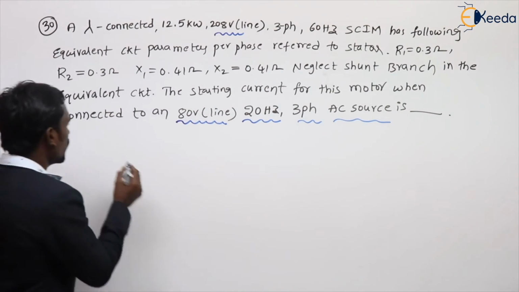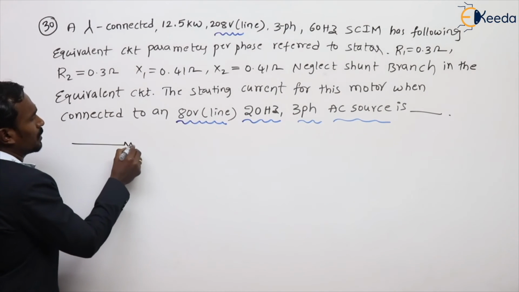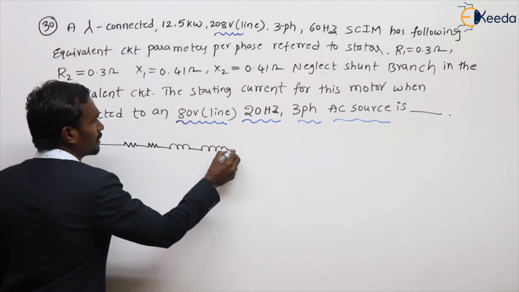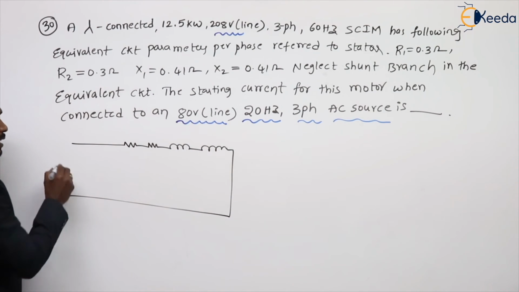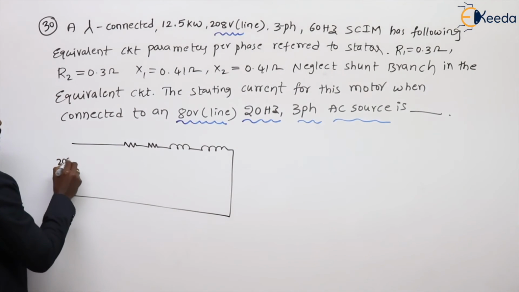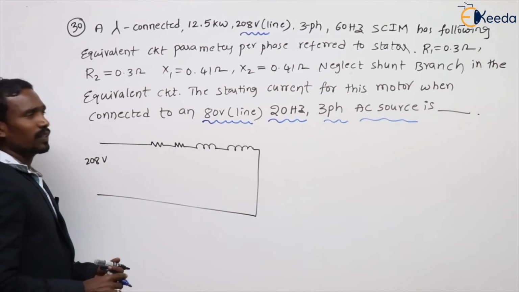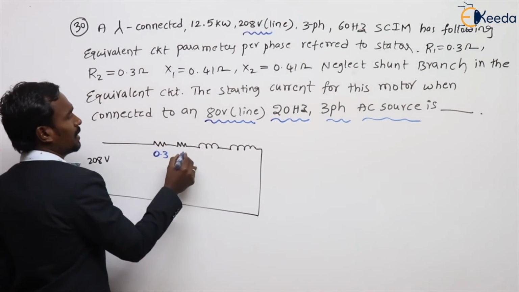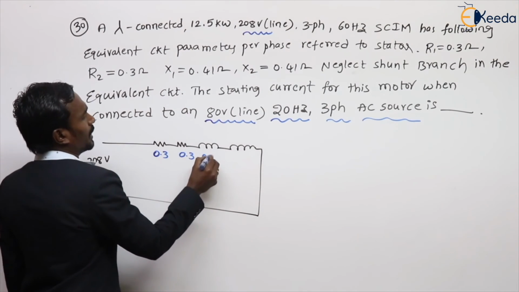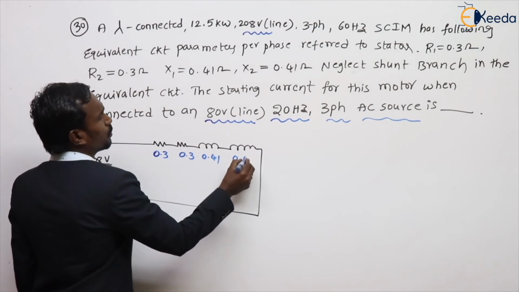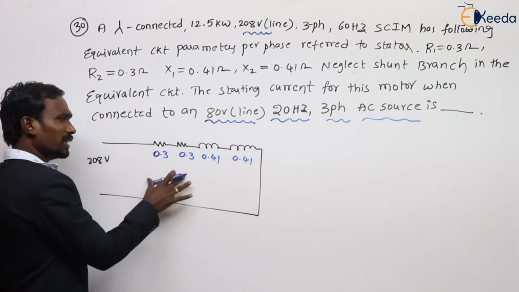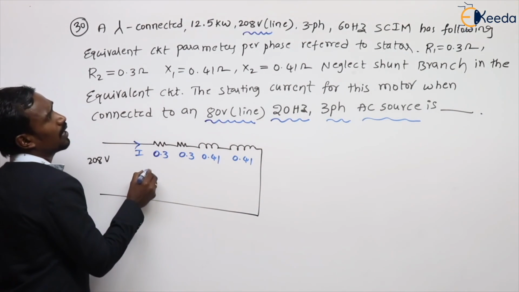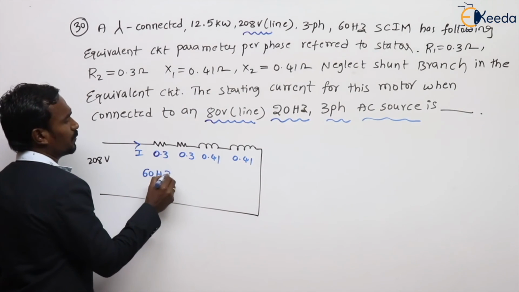So actually they gave the parameters like this. This is the circuit. Here 208 volts is connected. Here R1 is given, referred to primary already. R2 is given, X1 is given, and X2 is given. Here some current is flowing. This is at how much frequency? 60 Hz frequency.